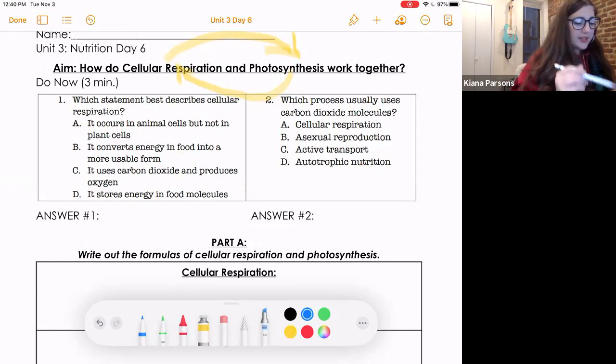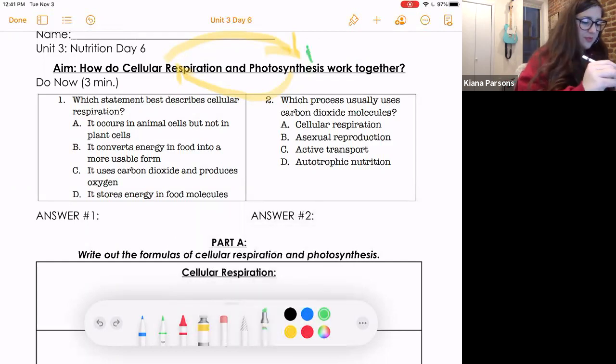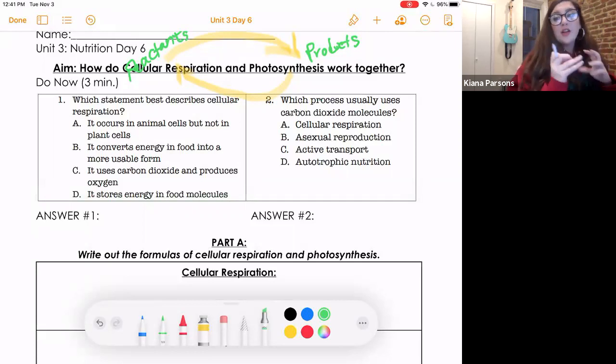So the products of photosynthesis are the reactants of cell respiration, and the reactants of cell respiration are the products of photosynthesis. So these two processes work in concert within an individual plant cell and also within our ecosystem. So pretty cool stuff. Let's go ahead and continue.